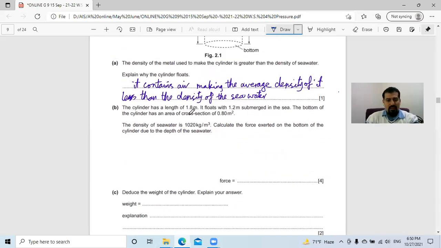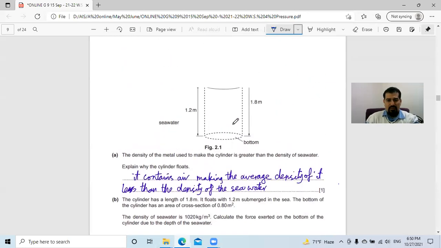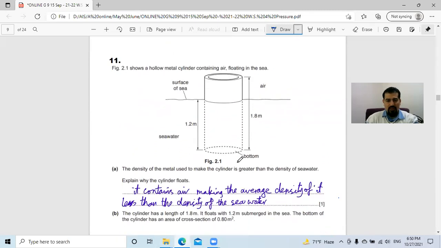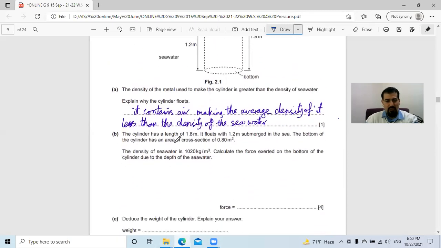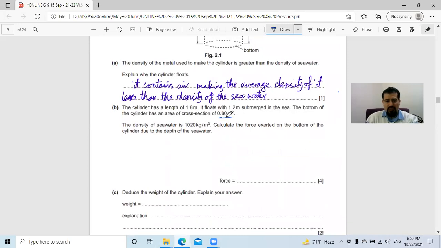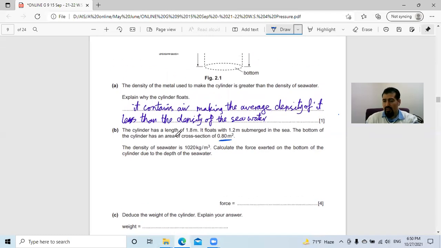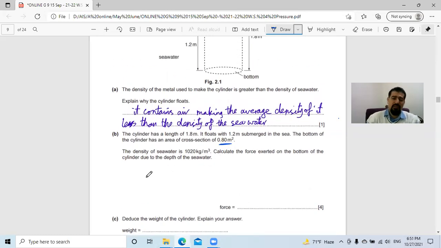The cylinder has a length of 1.2 meters. That's the whole length, the total length. 1.2 is below the water. It floats with 1.2 meters submerged in the seawater. The bottom of the cylinder has a cross-section area of this amount. The density of the seawater is 1,020. Calculate the force exerted on the bottom of the cylinder due to the depth of the seawater.